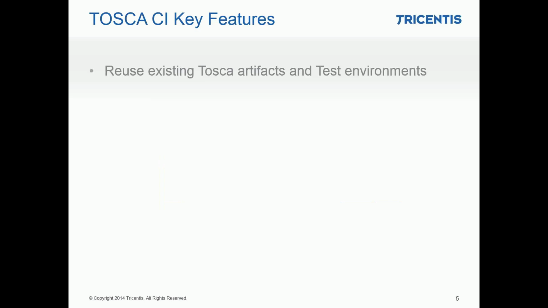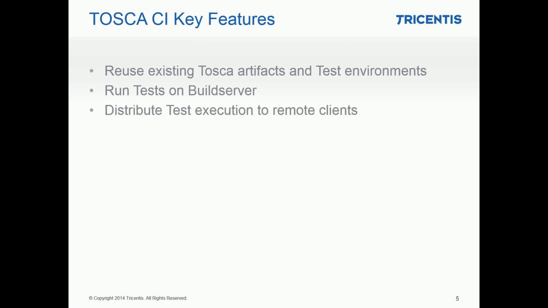Well, first of all, you can reuse existing TOSCA artifacts and test environments. We think this is a huge advantage. So you don't have to start from scratch, but you can use existing execution machines, existing repositories, and so on. What's more, you can run TOSCA tests either directly on your build server, such as running the unit tests so far within your build process, or you can distribute the test execution in one or as well several test clients, which gives you additional speed.